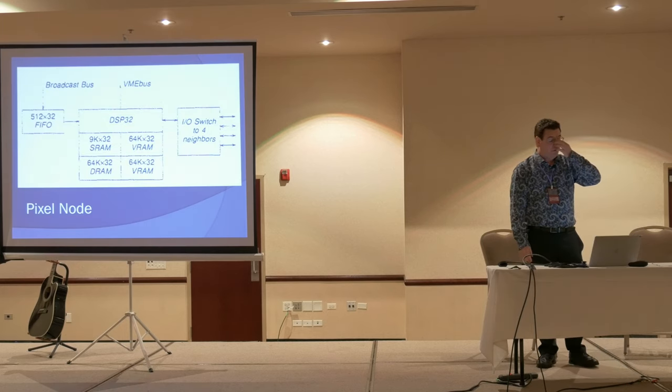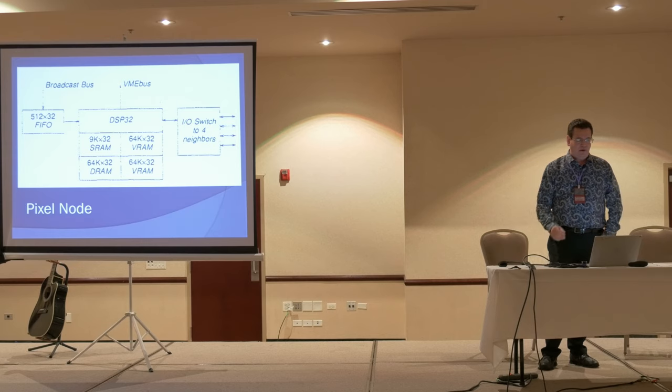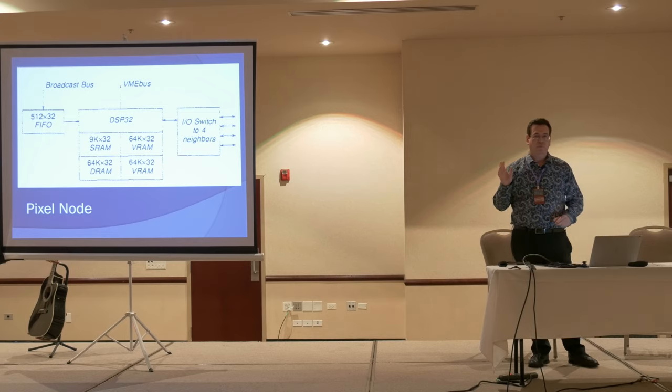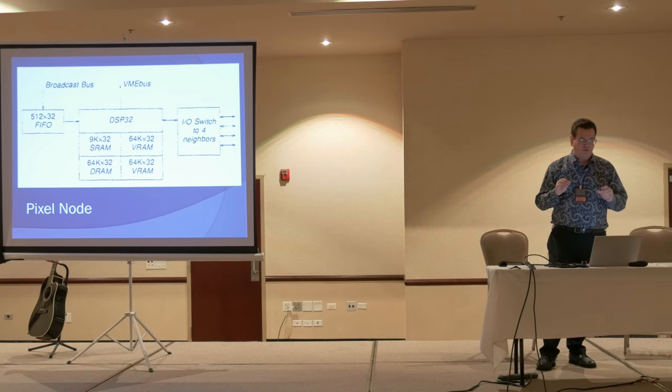So very similar to a pipeline node, a pixel node has an input FIFO, and there's no more processing after this, so it doesn't have an output FIFO. It has a connection that can send stuff back to the VME bus. It has a large amount of frame buffer memory, that's the VRAM. The VRAM is participating in video scan out, but it also has a chunk of DRAM, the 64K 32-bit word DRAM.